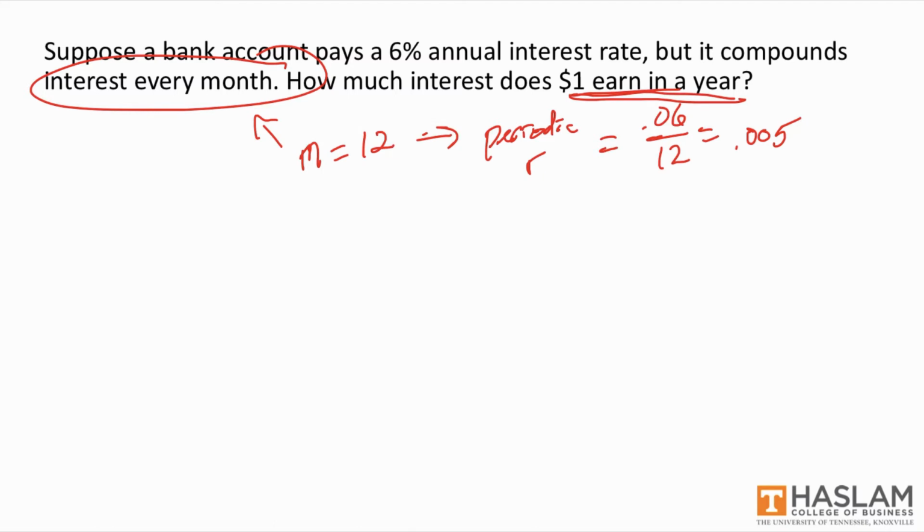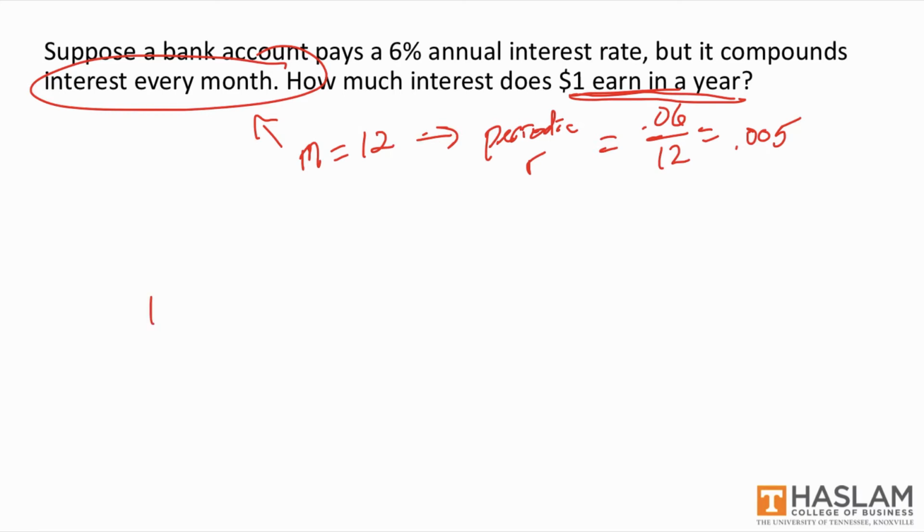Now, when we're thinking about how much interest a dollar earns in a year in this case, and we compare it to the previous example, we should immediately expect a little bit higher number. The reason for that is in the previous example, interest compounded every 6 months. In this example, interest is compounding every month. And so interest begins to be earned on interest more quickly in this case than before.